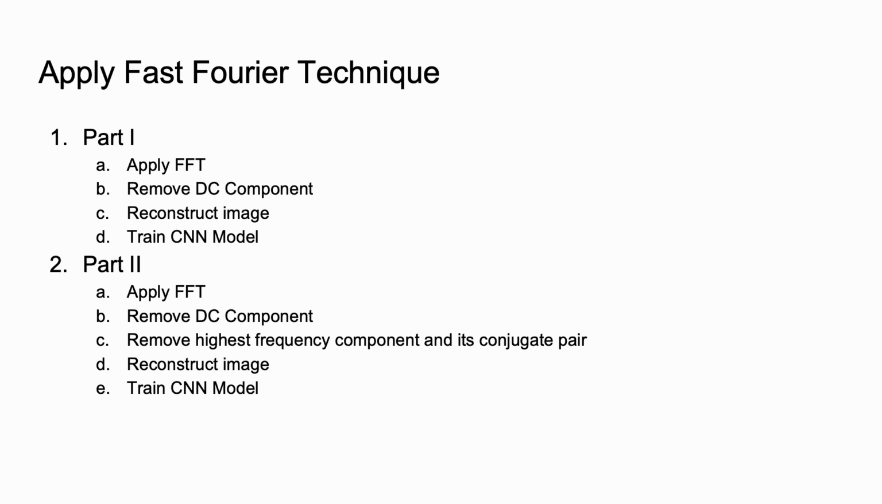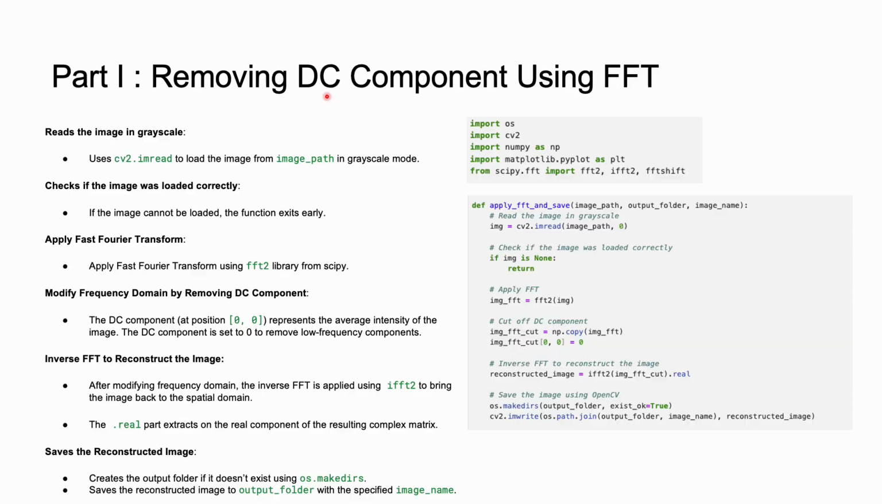We decided to do FFT-based pre-processing in two parts. In part 1, we applied FFT, removed the DC component to reduce noise, reconstructed the image using inverse FFT, and trained the CNN model. In part 2, we went further by also removing the highest frequency component and its conjugate pair to suppress finer noise. The images were then reconstructed and used for training.